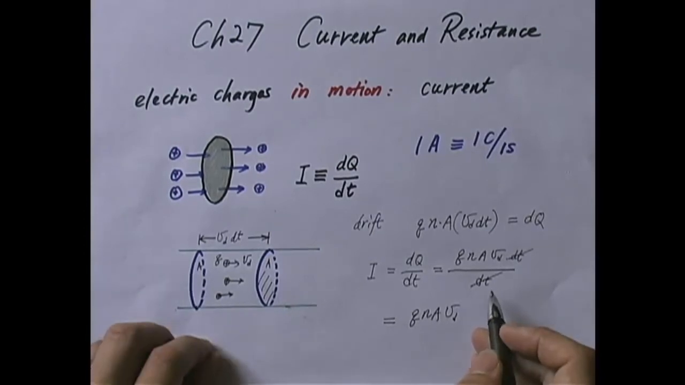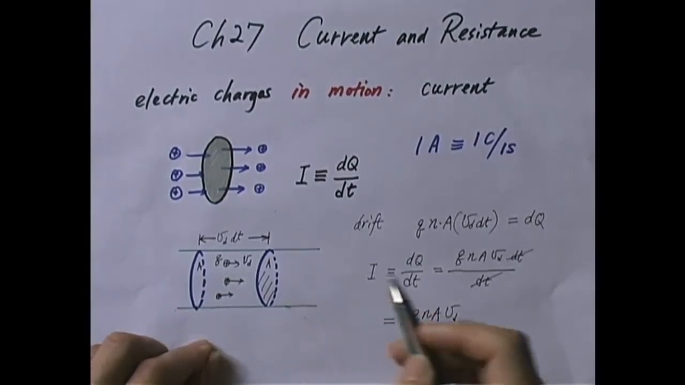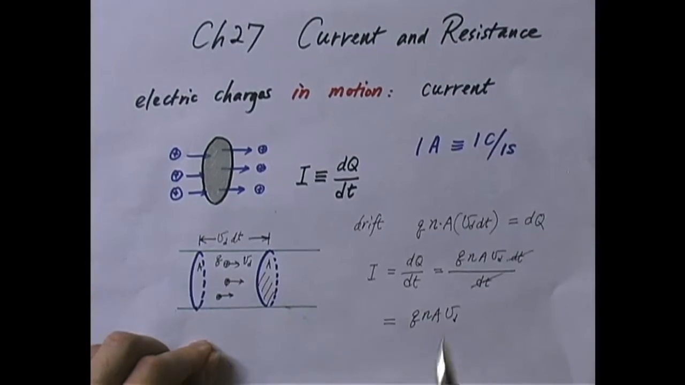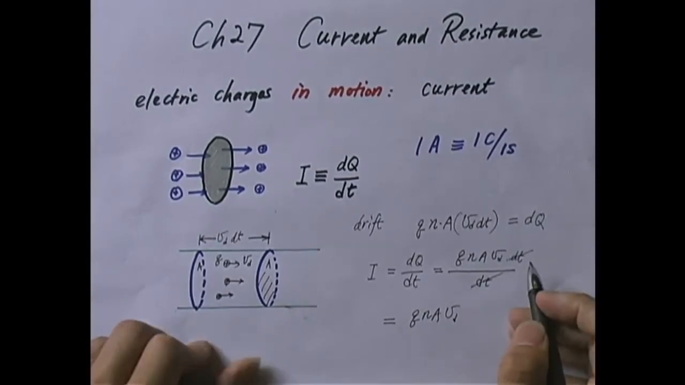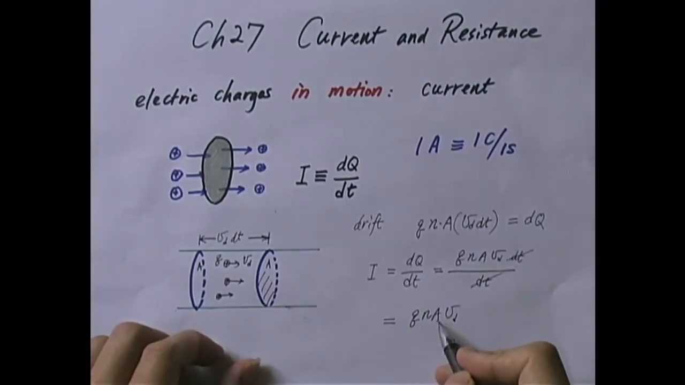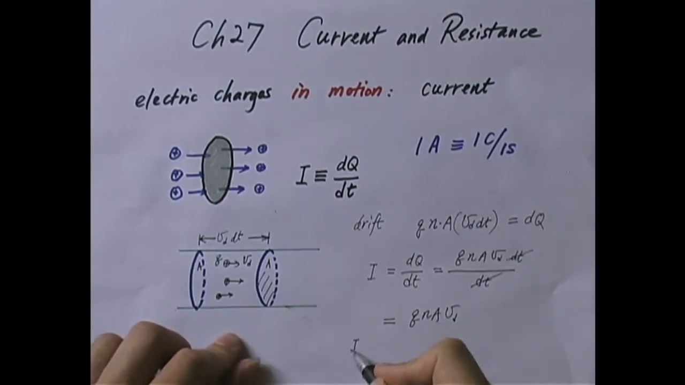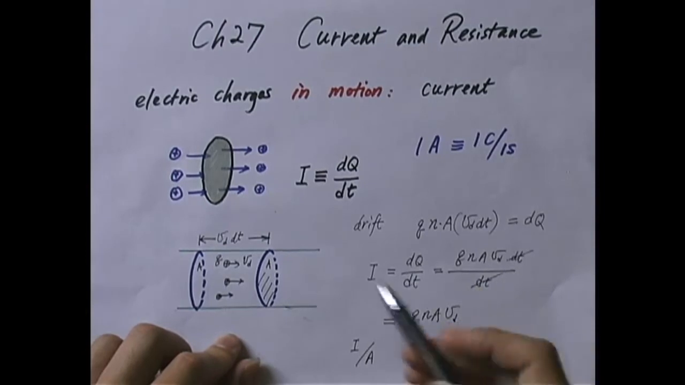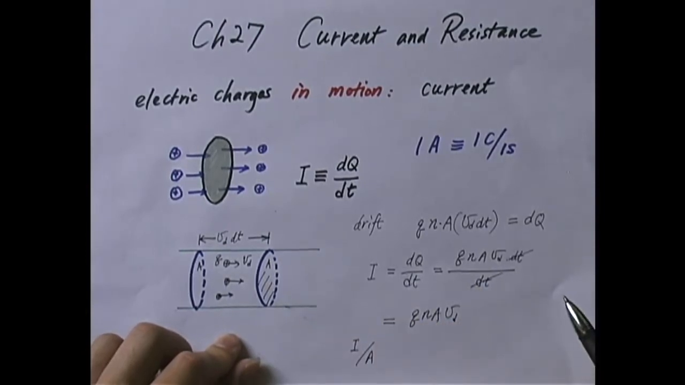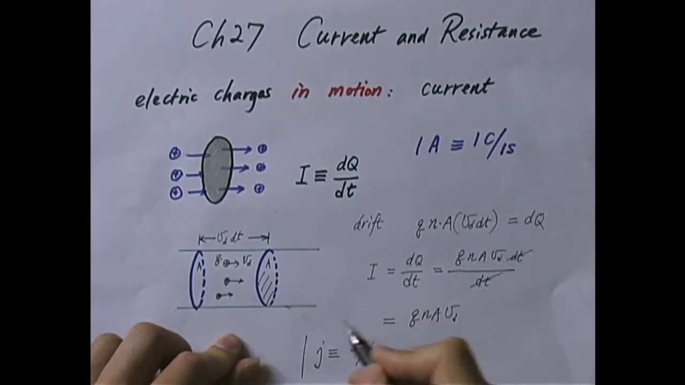Now, if everything else is the same, the greater the cross-section area, the greater the amount of current going through. Of course, that makes sense. Now, if we take I over A, what do I get? I get the current per unit cross-section area, and that has a new name. We call it the current density, J, defined as current density.